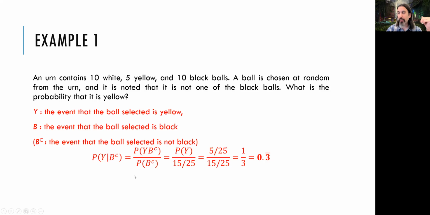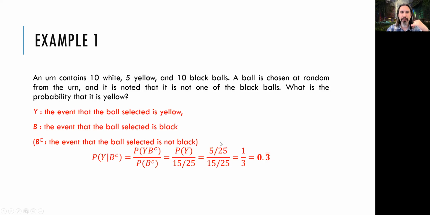On the other hand, the probability of picking a ball that is not black means that we are eliminating all the black balls. So we have a total of 25 balls and we are looking for 15 balls only, which is 15 over 25, as we have written here. And here, the number of Y balls, the yellow balls over all the balls, is 5 over 25.